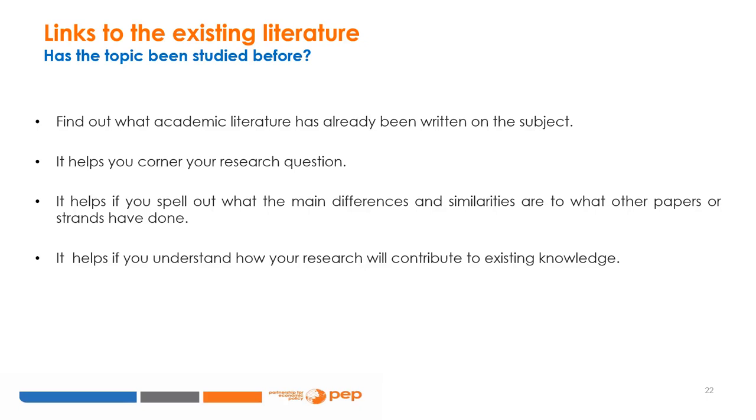By reviewing the relevant literature, you will know how to define your research question and identify your contribution to existing knowledge. In combing the literature, you want to: 1. Find out what has already been written on the subject, 2. Find out what the main differences and similarities are to what other papers or strands have done, and 3. Understand how your research will contribute to existing knowledge.